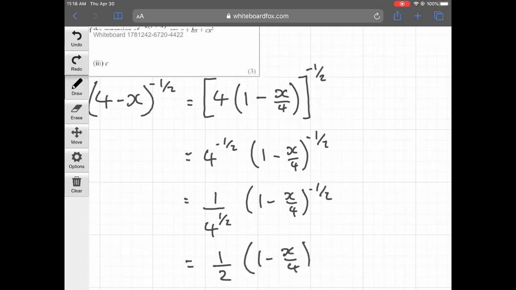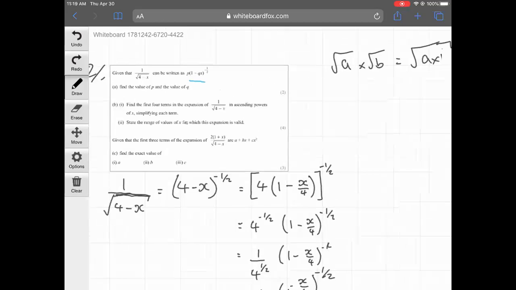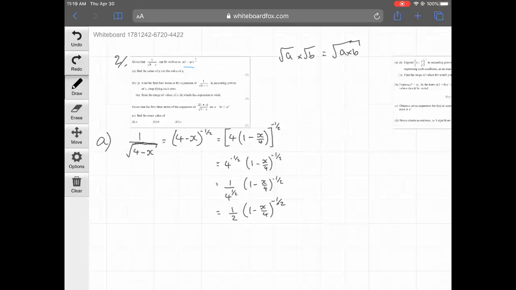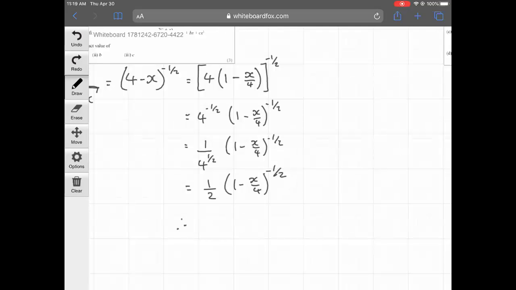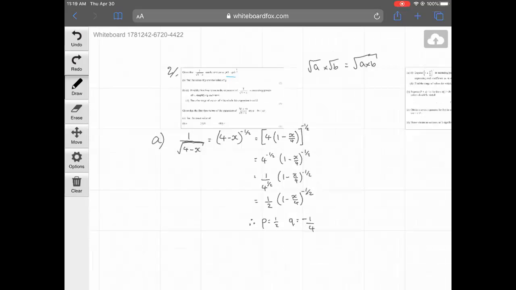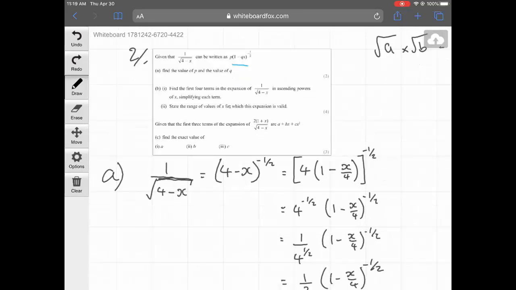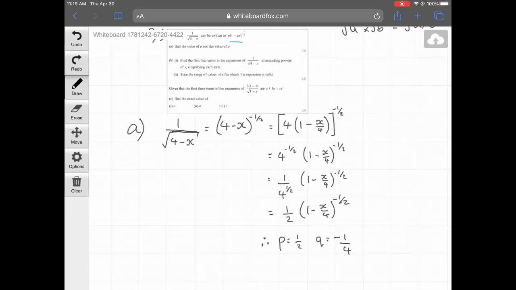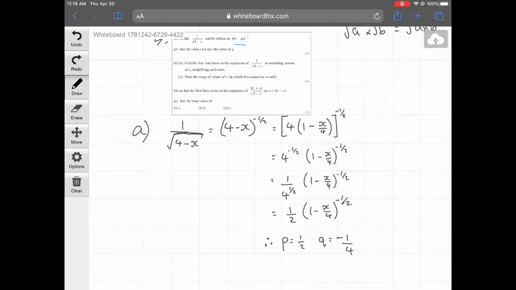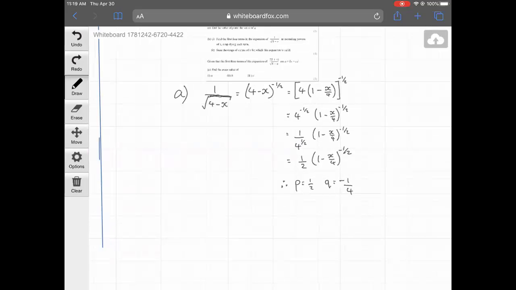Okay, and then the question was asking us to find the value of p and q. Well, p is the number in front of the bracket, so therefore p must be a half. And q was the coefficient of x, so that's going to be minus a quarter. Okay. Any questions so far? No. All right, let's have a look at B.